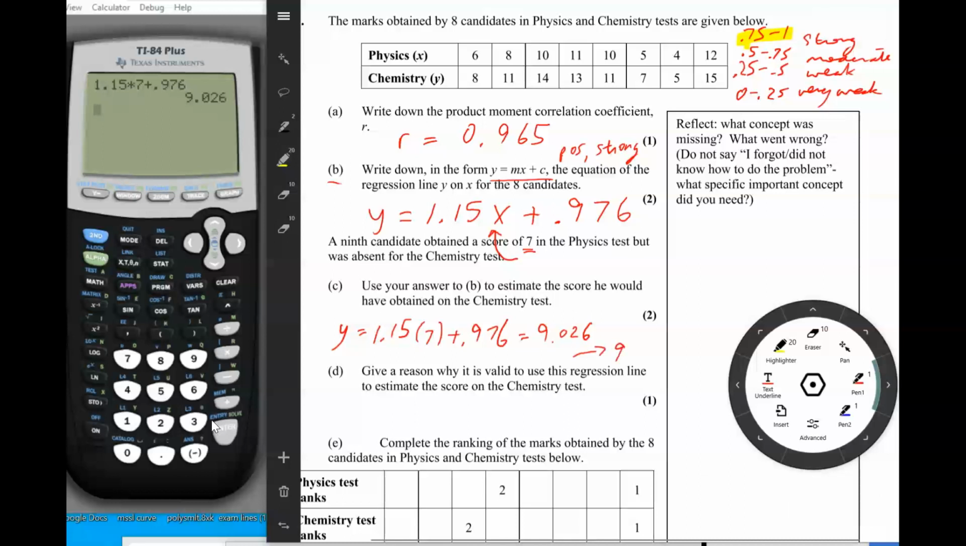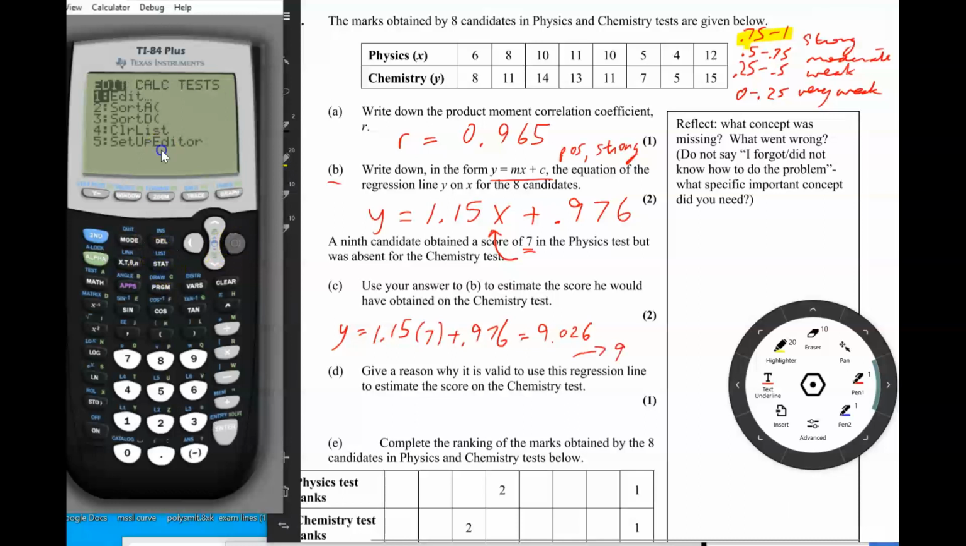There's another way you could do this. When you do the stat calculate in reg, I don't know if you noticed it, but there is an additional field that we haven't used, which is store reg equation. Store reg equation can put it right into the y equals screen. So we can go here and press vars, go into y vars, then press function and put like y1. And that'll put y1 there.